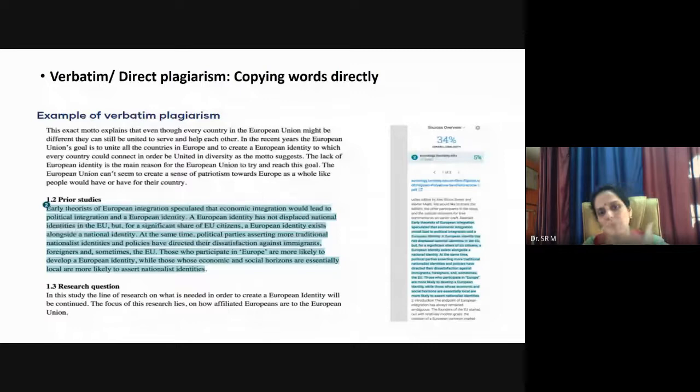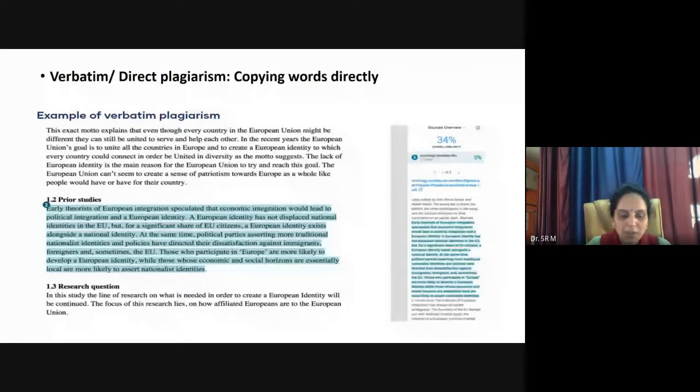So this could be something completely alike to the original text, or somewhat here and there it could be altered. Basically, if the structure and the majority of the words are the same as the original, it is called verbatim plagiarism. Even if you remove or alter a few words here and there, it doesn't matter. It again comes under verbatim plagiarism. How shall we avoid this kind of plagiarism?